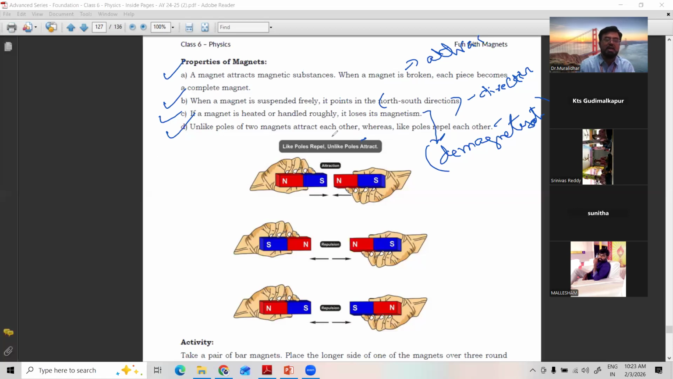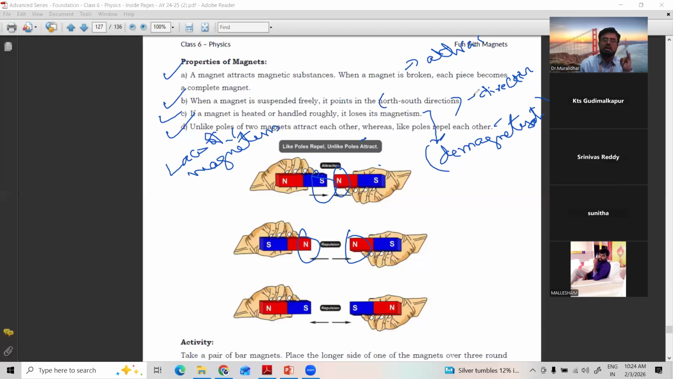Unlike poles of a magnet attract each other and like poles repel each other. Very interesting. This is called the law of magnetism. What is it called? Law of magnetism. Suppose, see, south and north will attract. If north and north are there, they repel. So, unlike poles attract each other, like poles repel each other. And this is the property of magnetism. It's called the law of magnetism.